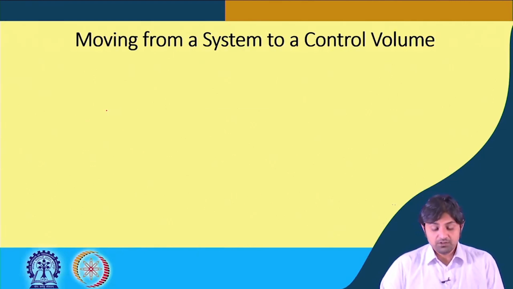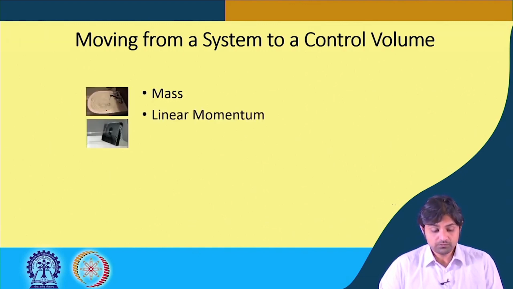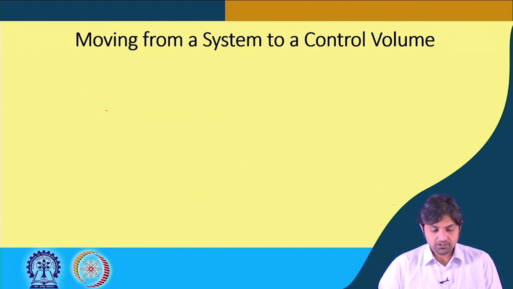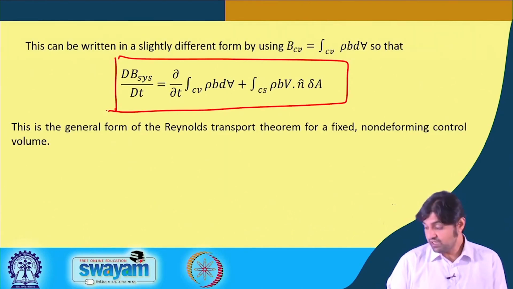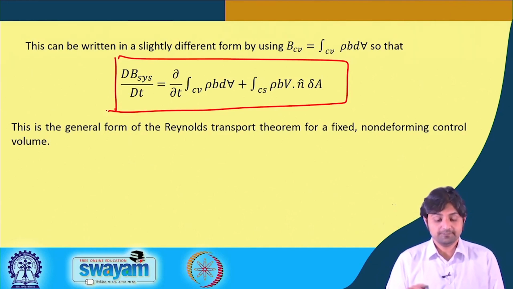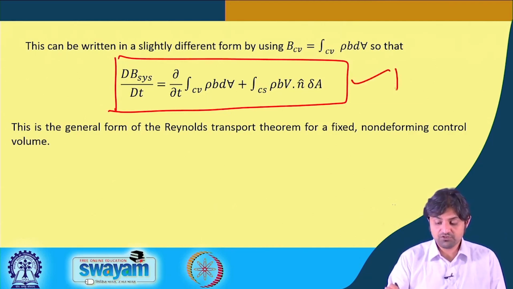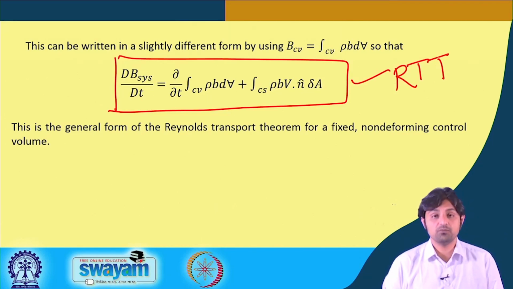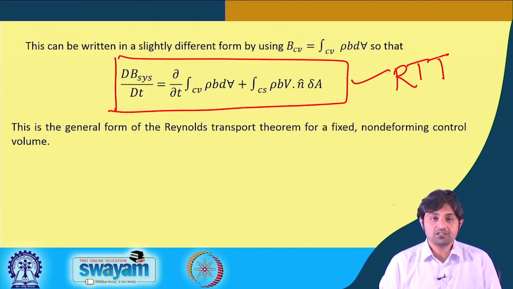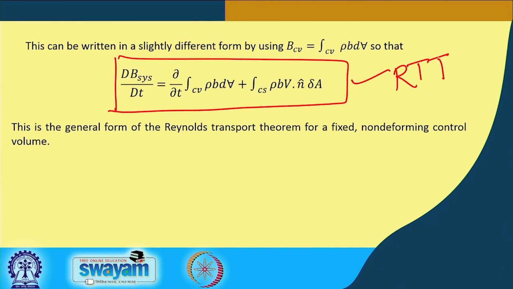Now, if we move from a system to a control volume, we are going to cover this sometime later. I think the time is up now, and the next step would be moving on from this Reynolds transport theorem. This is a generalized form. I hope you have understood that. Just in case you haven't, please look at your books. I have tried to derive it in the simplest form.